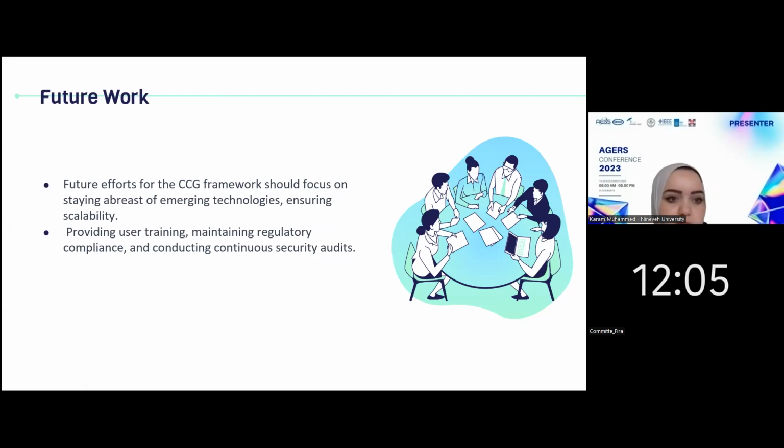Future efforts for the CCG framework should focus on staying abreast of emerging technologies, ensuring scalability, providing user training, maintaining regulatory compliance, and conducting continuous security audits.